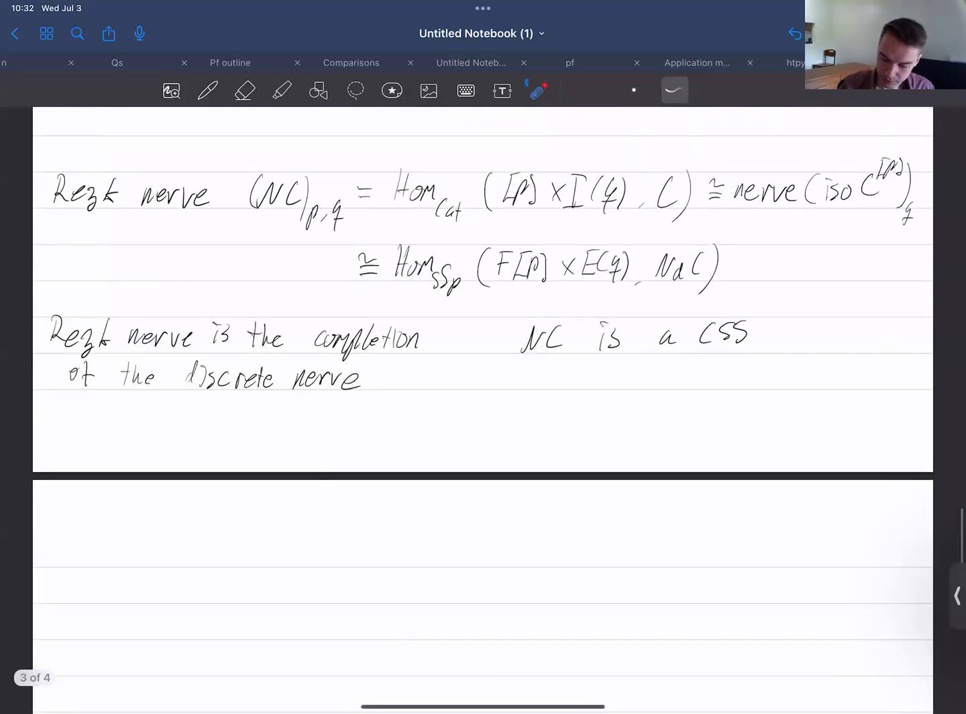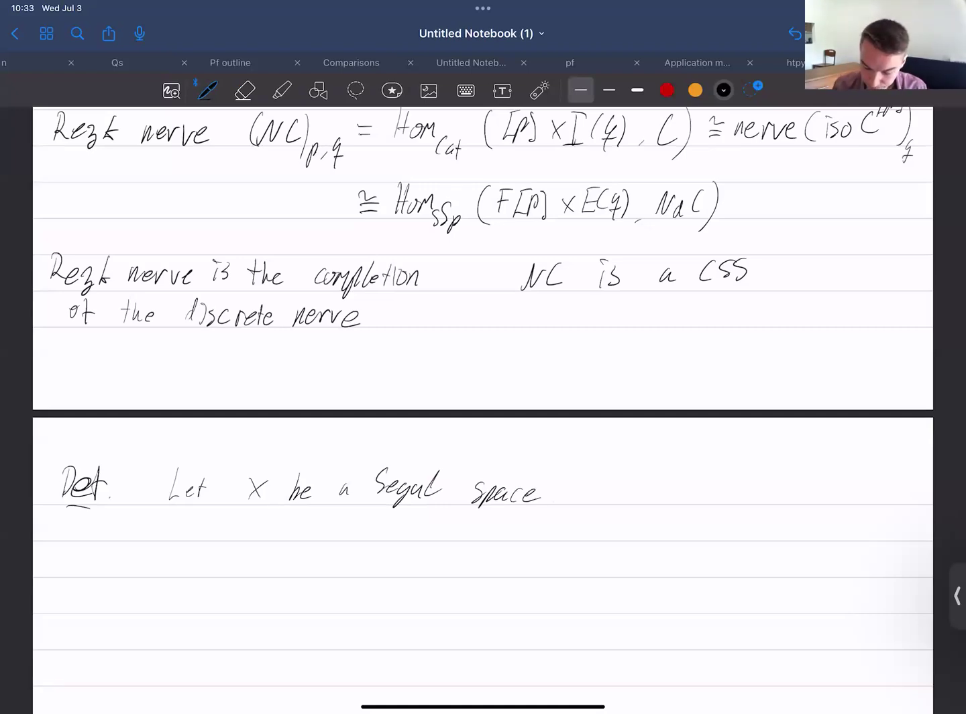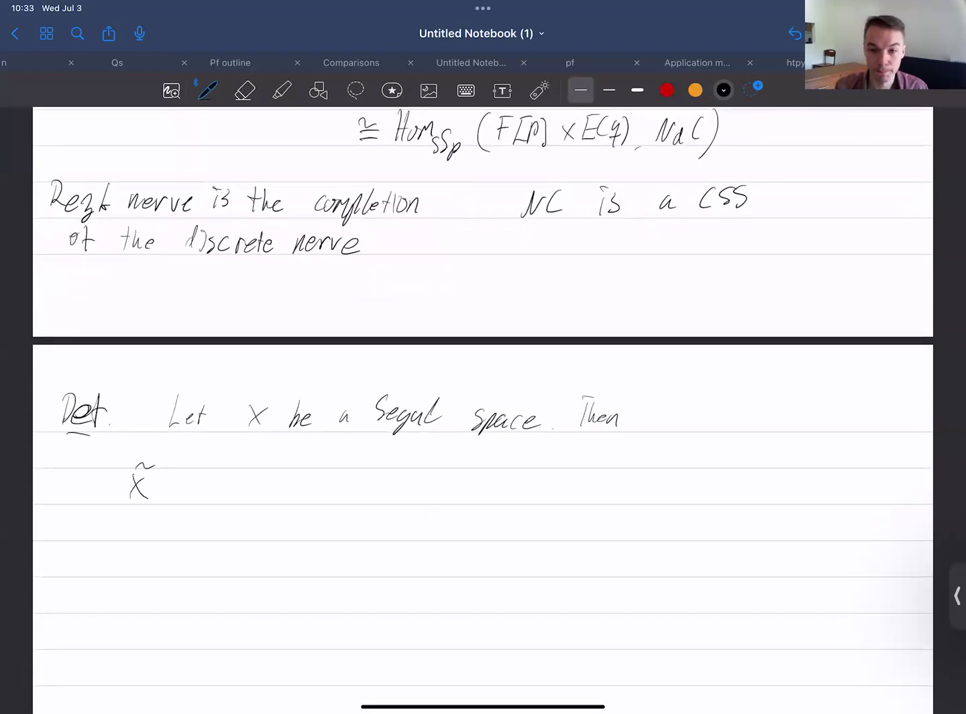So okay, since this is a kind of completion of the discrete nerve, we can use that to inspire what would be the completion of any old Segal space. So let X be a Segal space, but maybe missing the completeness condition. Then we define this X tilde, which is also a simplicial space.